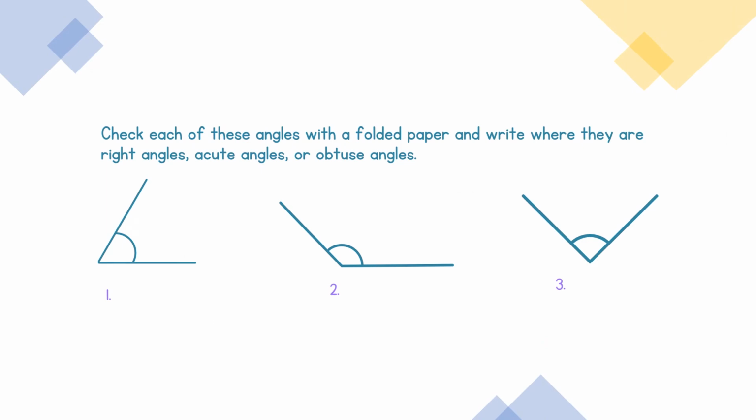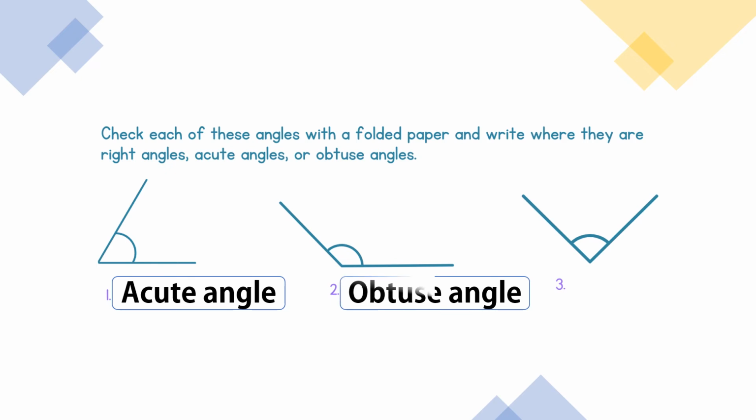Now, check each of these angles with a folded paper and write whether they are right angles, acute angles, or obtuse angles. For number 1, this is an acute angle. Next is an obtuse angle. Lastly, we have right angle.